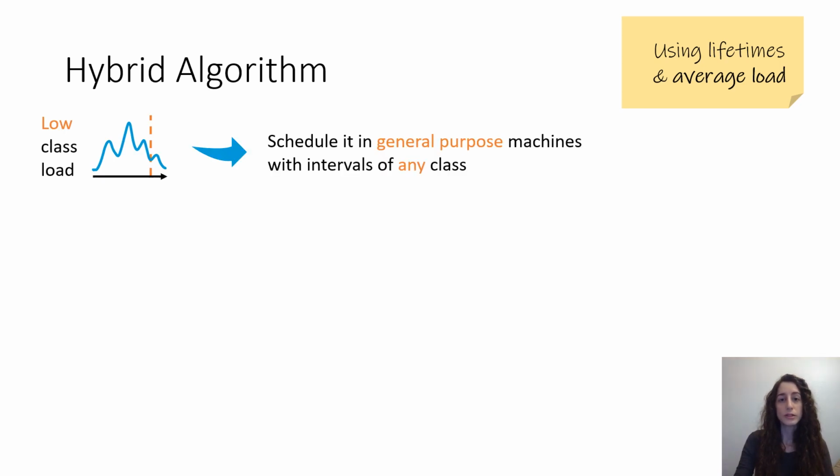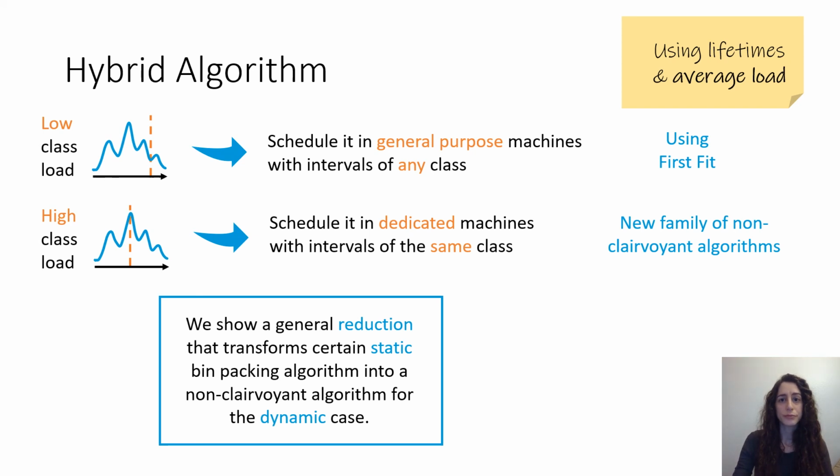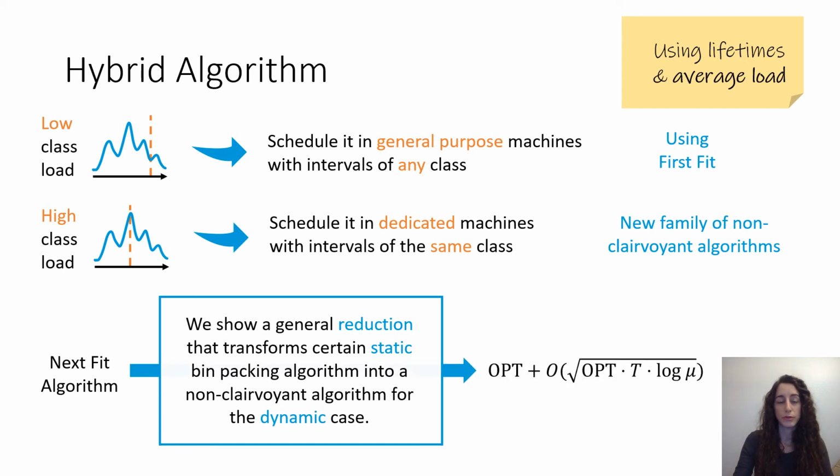In the low regime, we schedule the intervals of any class in general machines, simply using first fit. In the case of high class load, we schedule these intervals separately with intervals of the same class. To do this efficiently, we develop a new family of non-clairvoyant algorithms. In particular, we show a reduction that takes algorithms for the static bin packing problem, so this is the case where the intervals arrive but do not depart, and transforms them into algorithms for the dynamic case, which is our problem. Now, selecting appropriately the algorithm to use as the base for the reduction gives us the desired results. In particular, if we use next fit, we obtain the results for the uniform case. And I will talk about the non-uniform case in a couple of slides.